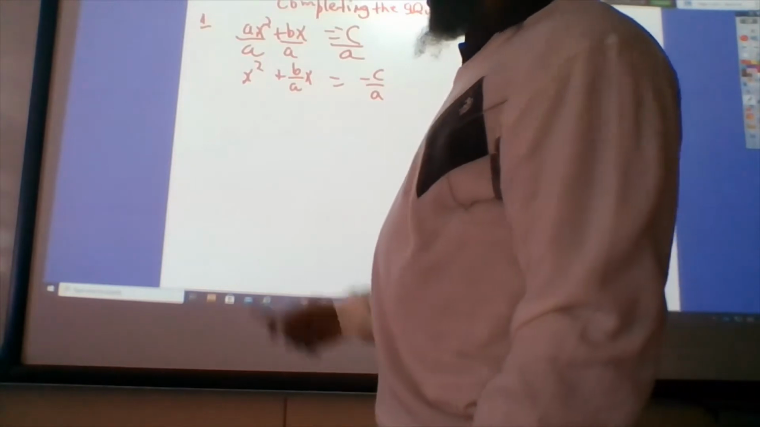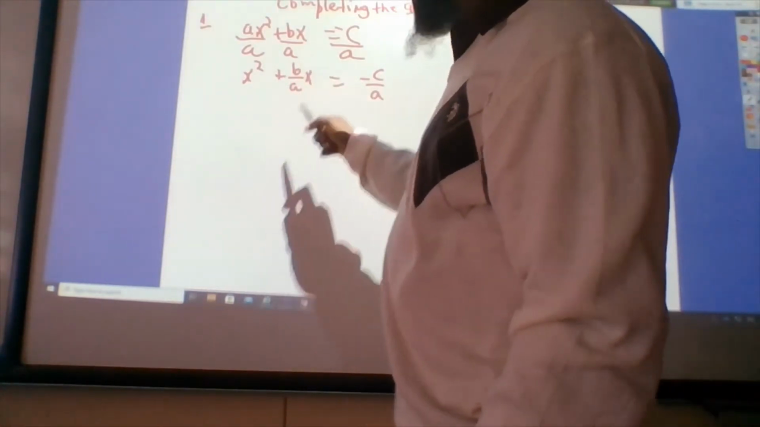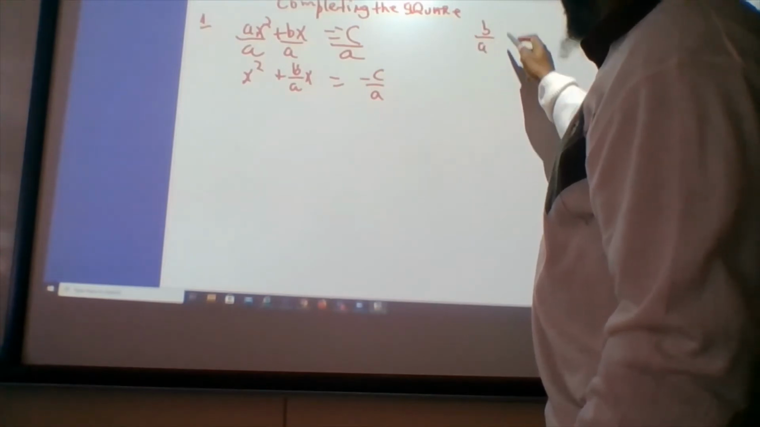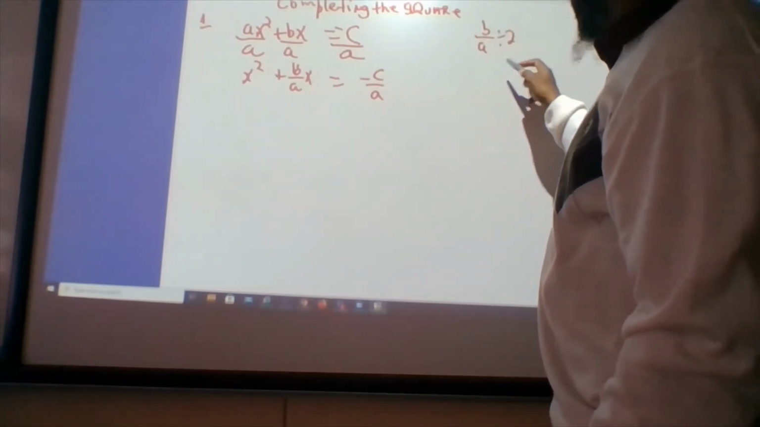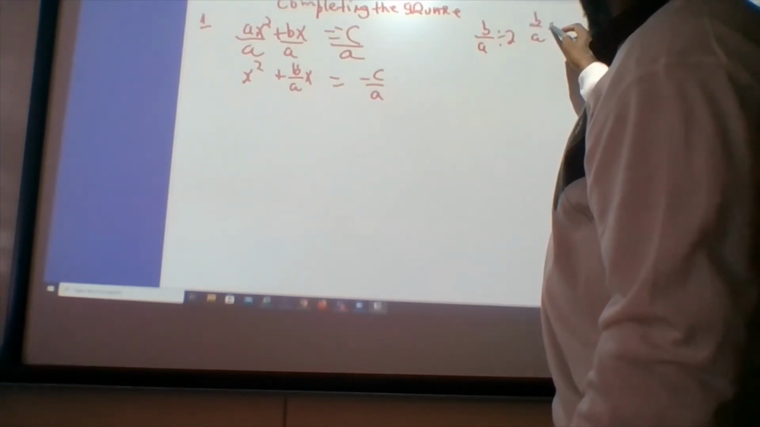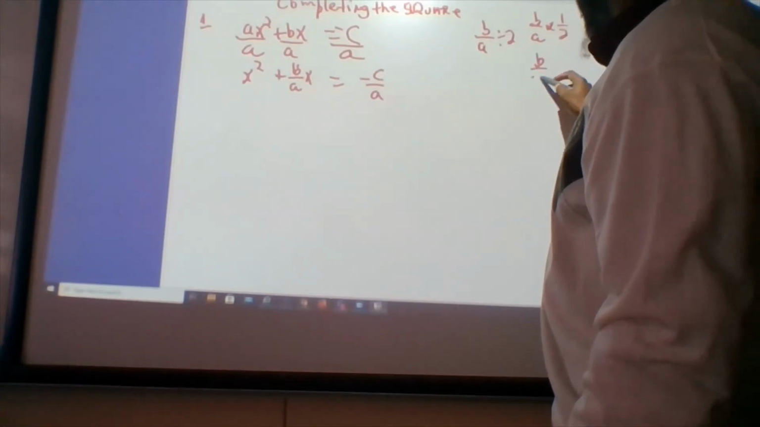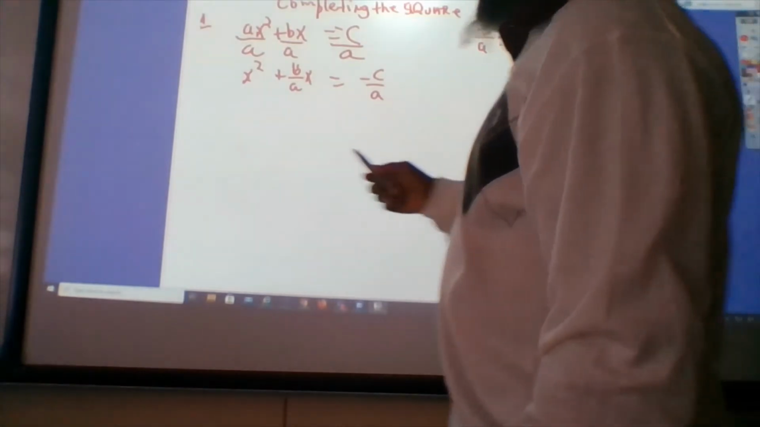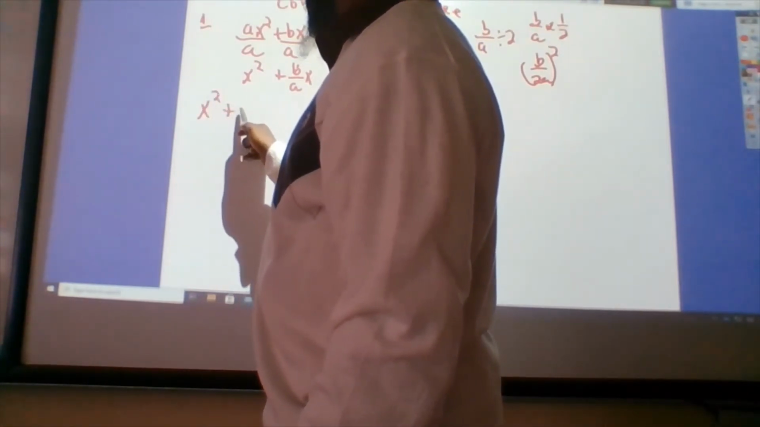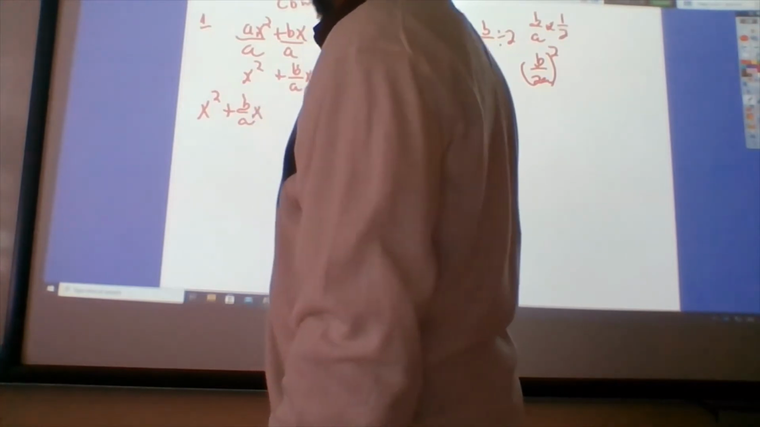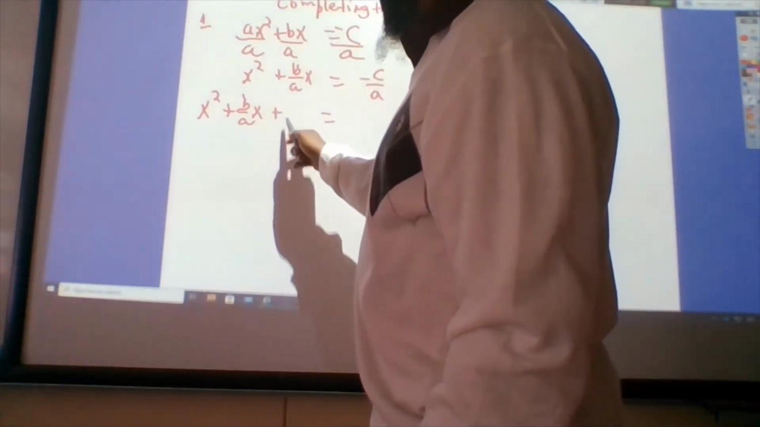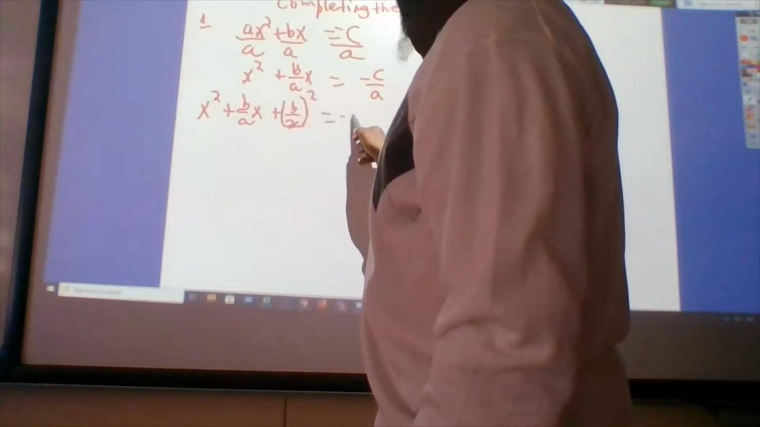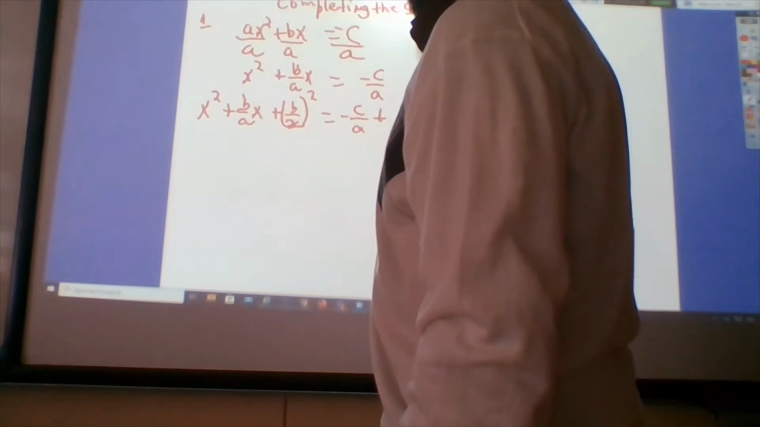The second step: you take the b term and divide by 2. In this case, the coefficient of the b term is b over a. If I take b over a and divide by 2, that is the same as multiplying b over a by 1/2. Then you will have b over 2a. Once you find that, you square it and add it to each side. So you will have x squared plus b over a x, then you add b over 2a squared on each side. Remember, whatever you do on one side, you must do on the other side.